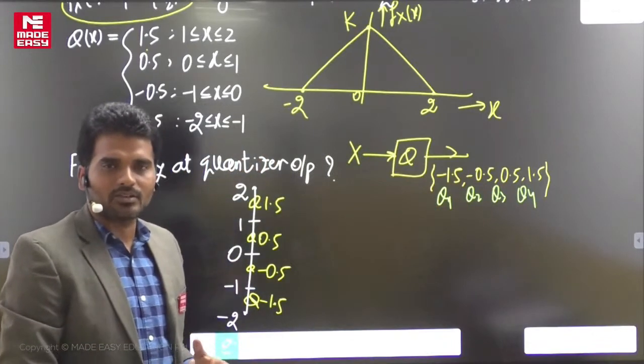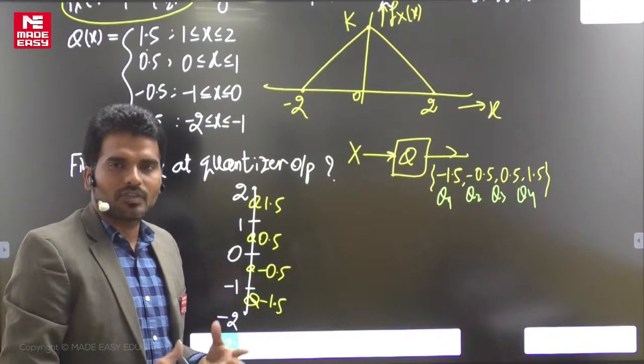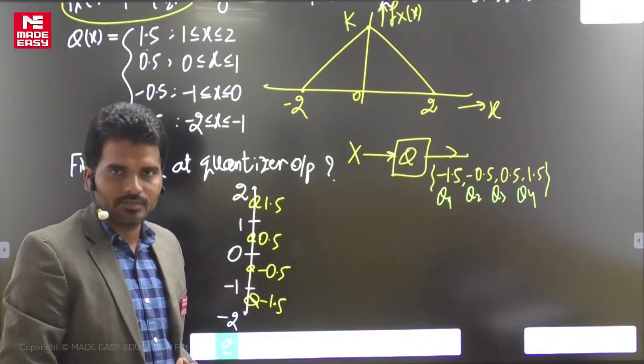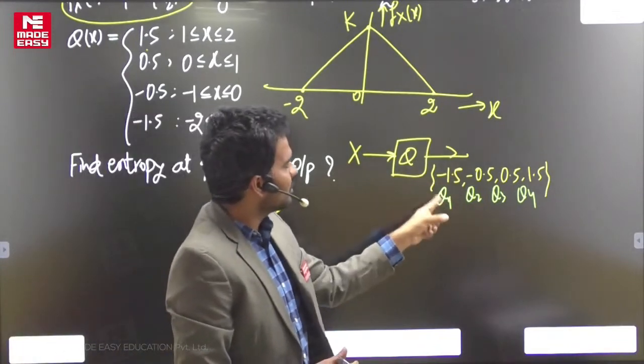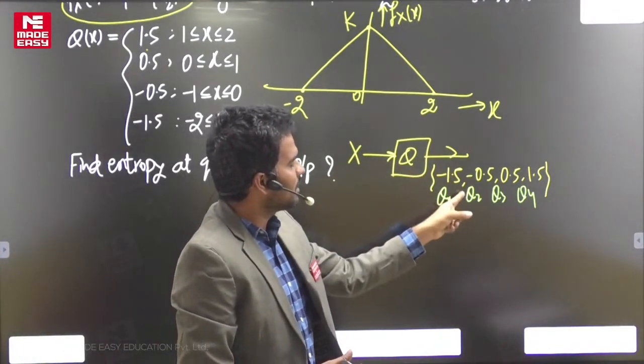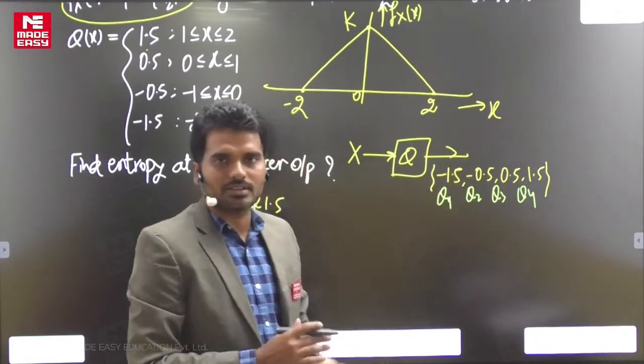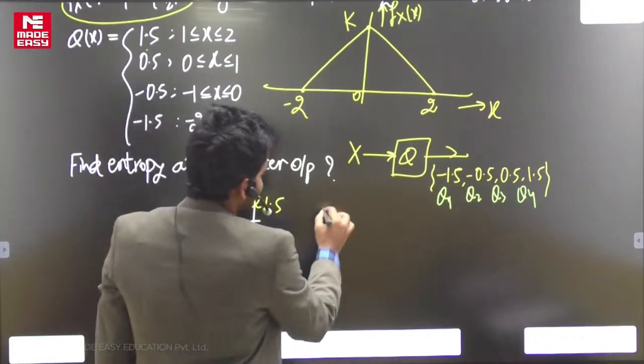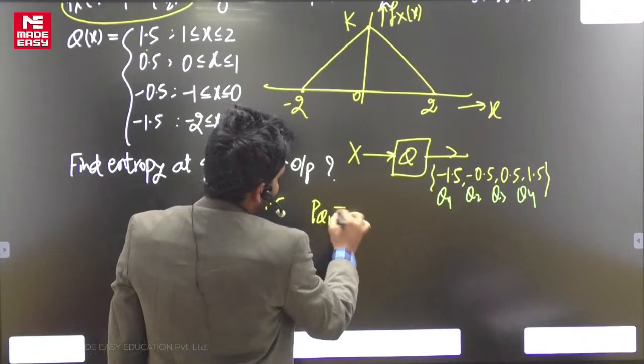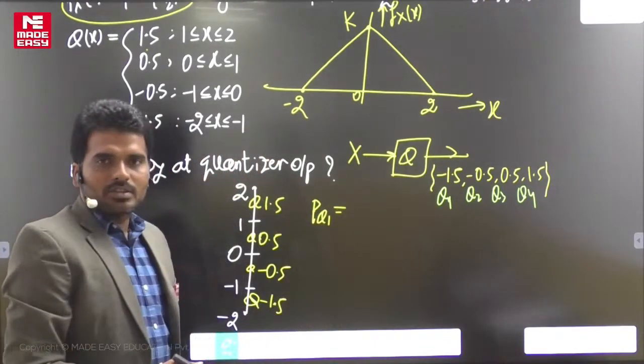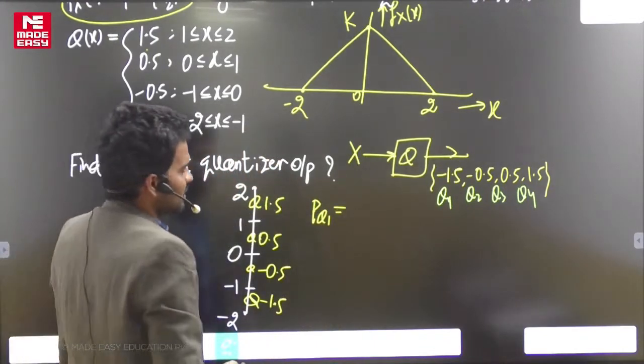Now we have to find entropy at quantizer output. So to find the entropy, we need probabilities. So what is the probability for Q1 at the output of quantizer? What is the probability of Q2 at the output of quantizer? We have to find out. So here let's find out PQ1. So what is the probability of Q1 at the output of quantizer?